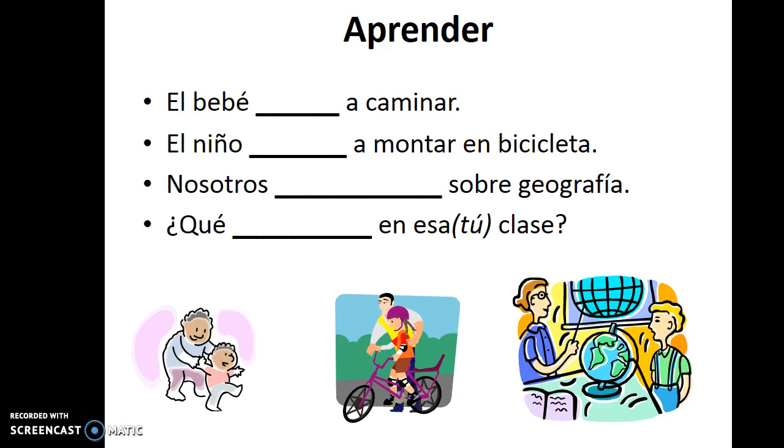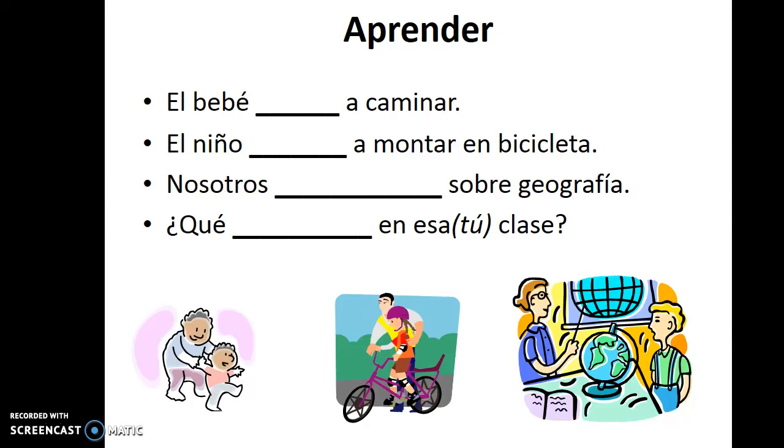Next one down we have el niño a montar en bicicleta. So the boy learns, is what we need in that blank, learns to ride a bike. So, el bebé and el niño, they're both singular. They're both going to have the same form. El niño aprende a montar en bicicleta.